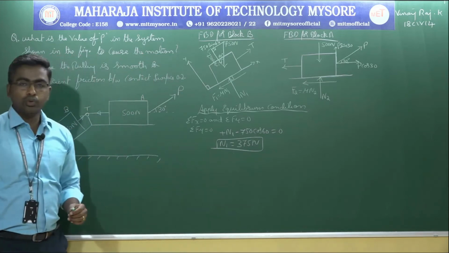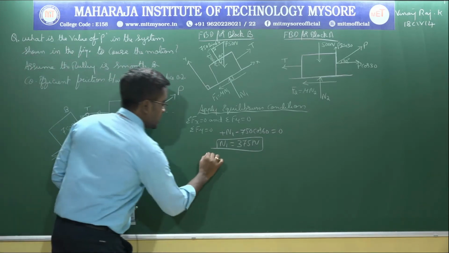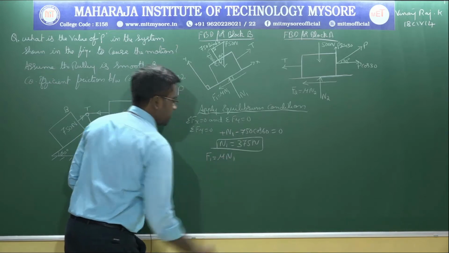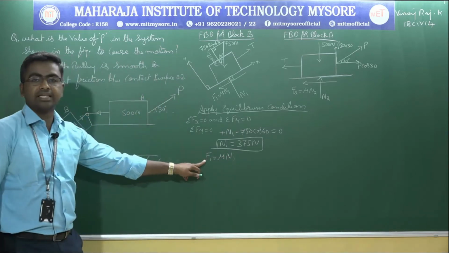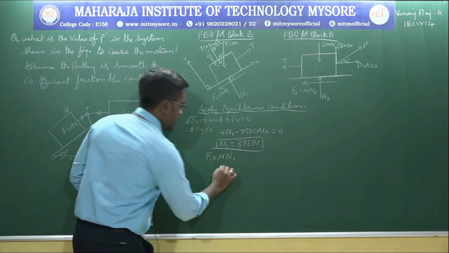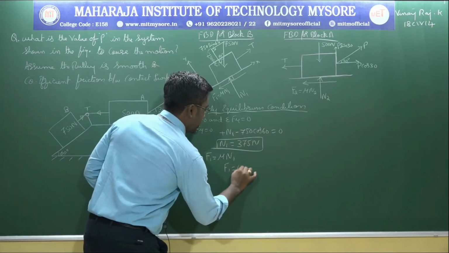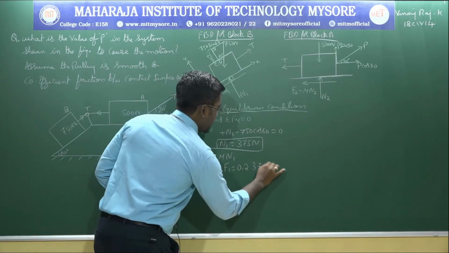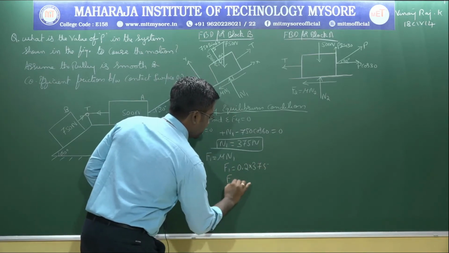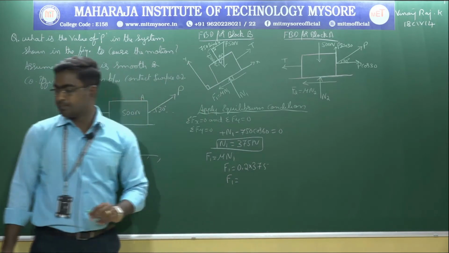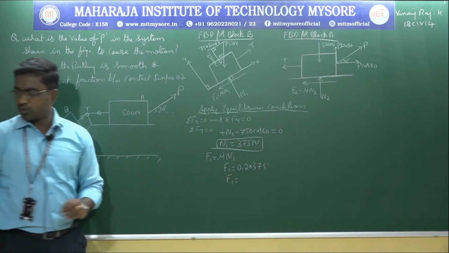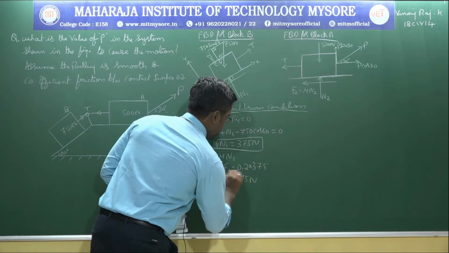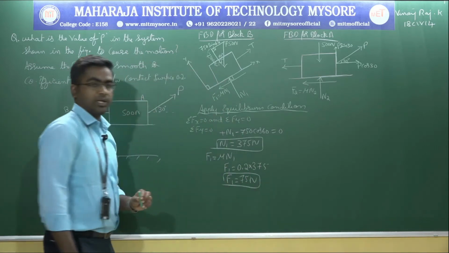Now I am going to use the condition, that is F1 will be equal to mu times N1, so that using this I can get the value of F1. So here F1 will be equal to, mu is 0.2, N1 is 375. So F1 will be equal to 75 Newton.